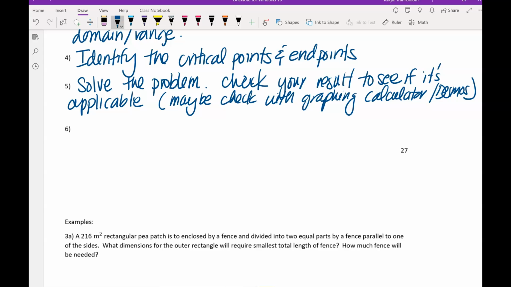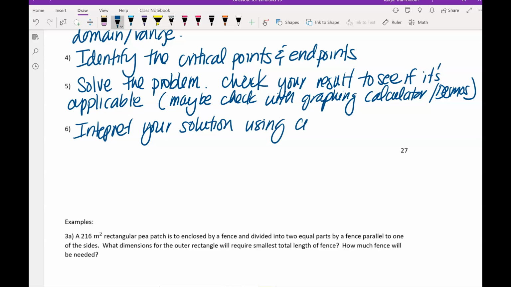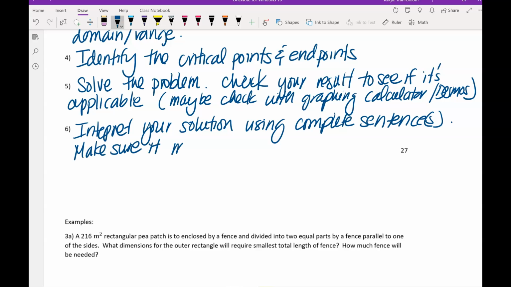Now, number 6, interpret your solution using complete sentences, okay? When you write your sentence or sentences, make sure it makes sense, all right, guys? Make sure it makes sense.